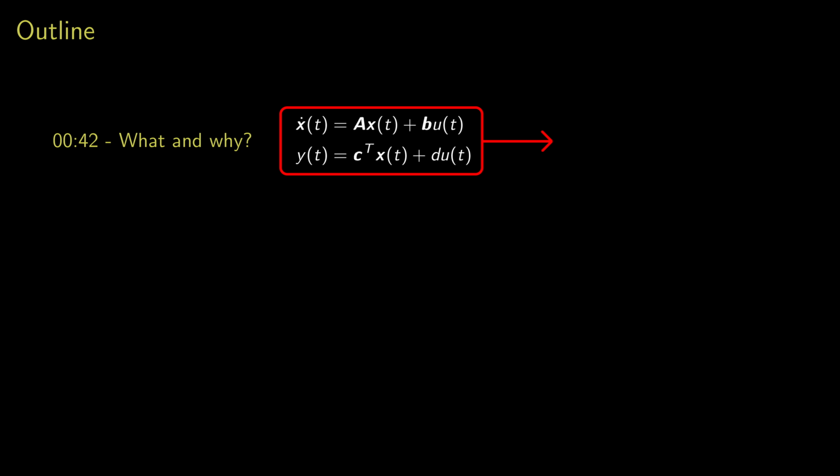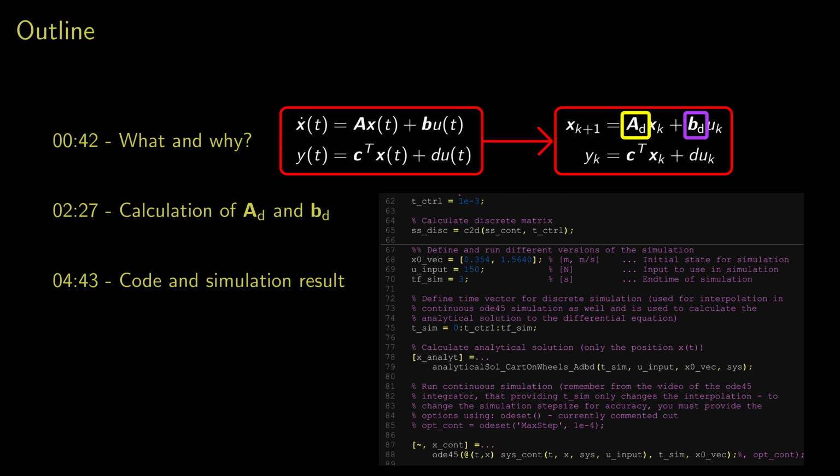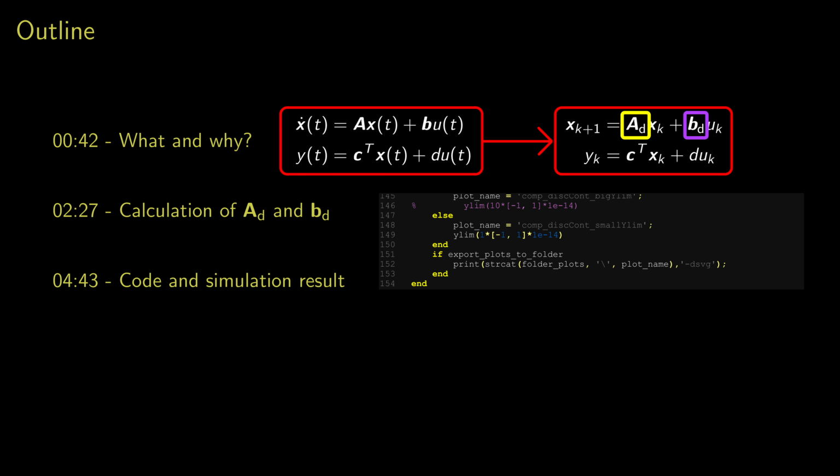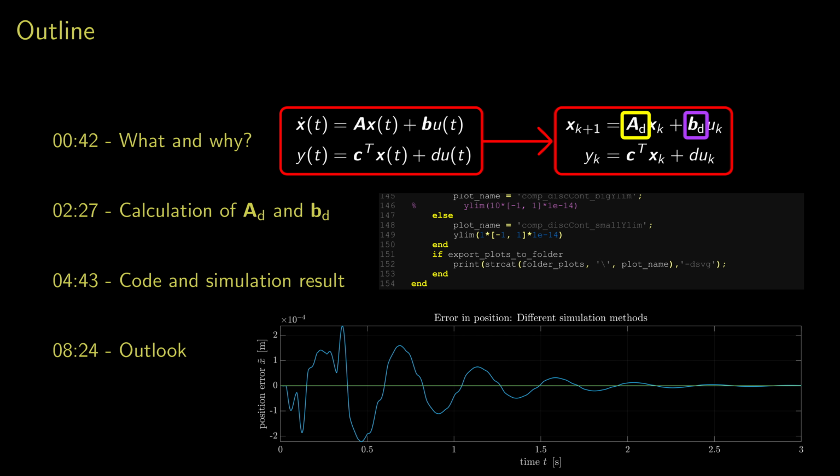First, we look at what we are calculating and why. Afterwards, we briefly cover how to calculate the required matrix and vector. Then we look at a possible implementation in code, and I show you a simulation example to highlight the accuracy of the method. Finally, we close with an outlook.